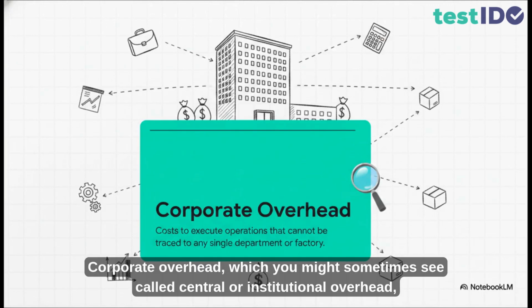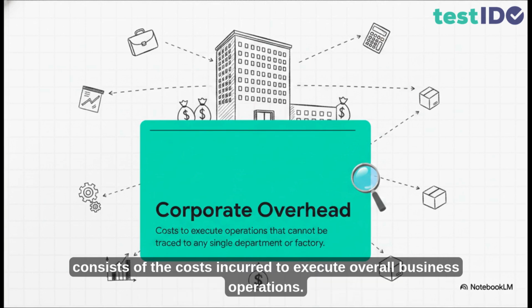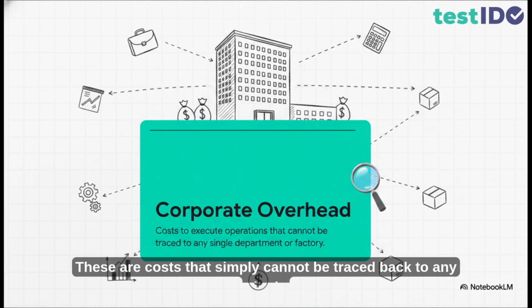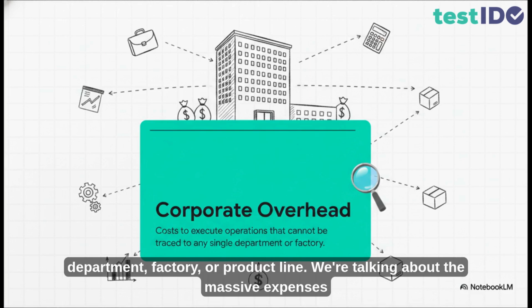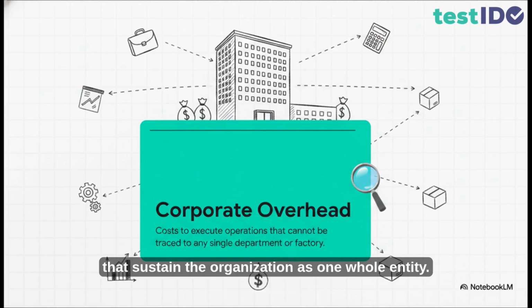Corporate overhead, which you might sometimes see called central or institutional overhead, consists of the costs incurred to execute overall business operations. These are costs that simply cannot be traced back to any single department, factory, or product line. We're talking about the massive expenses that sustain the organization as one whole entity.